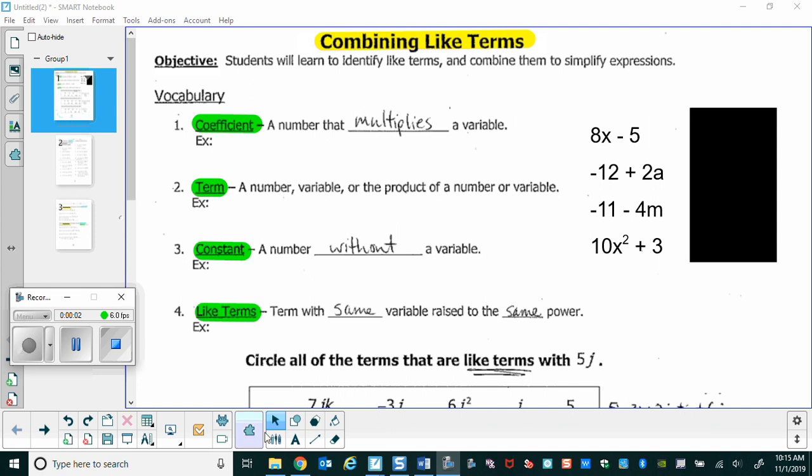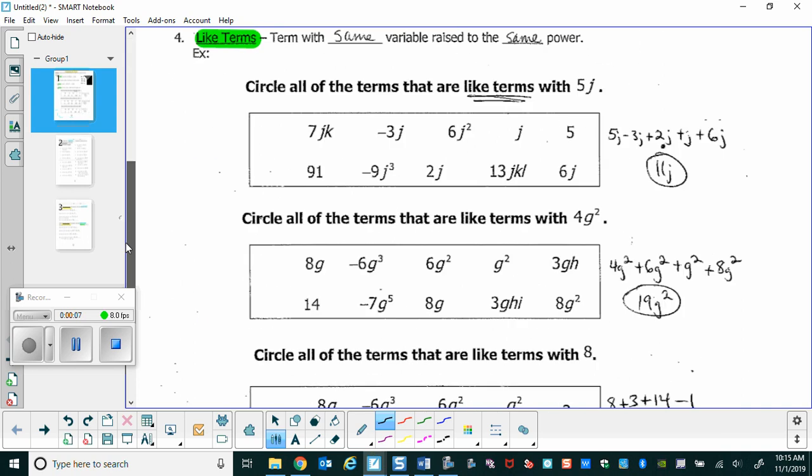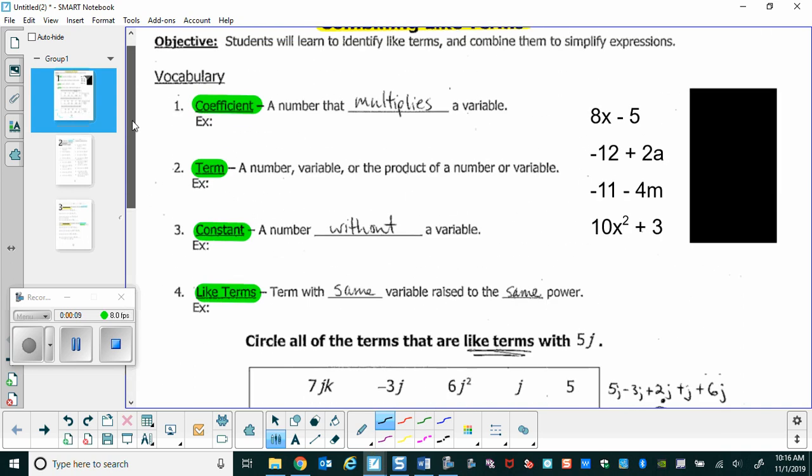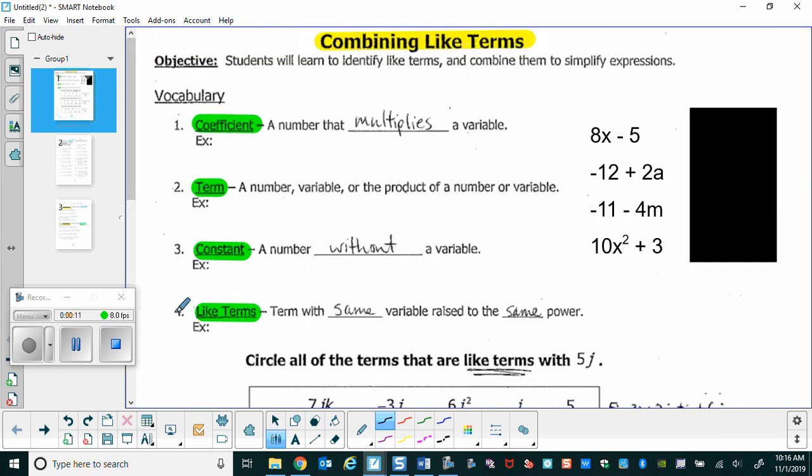So in this video, I'm going to be reviewing with you guys how to combine like terms, and that is an adding step, and we are on page 10 of your packet. And we're going to start out first here with some vocabulary. You guys already know this, that a coefficient is a number that multiplies a variable.